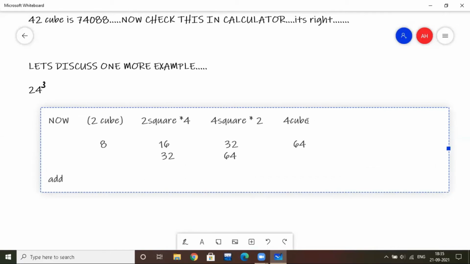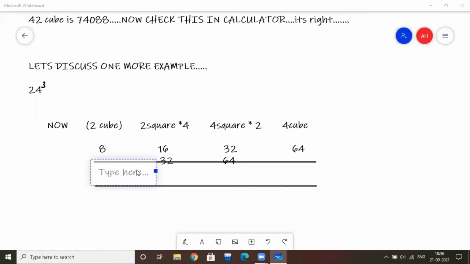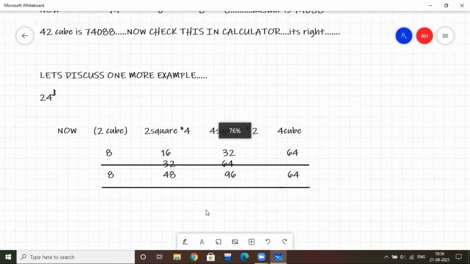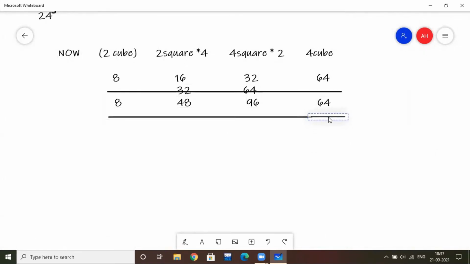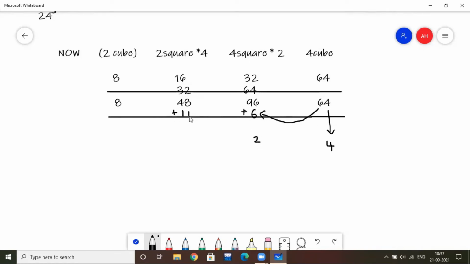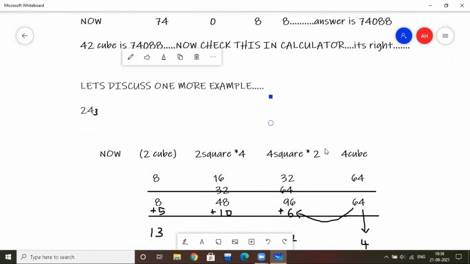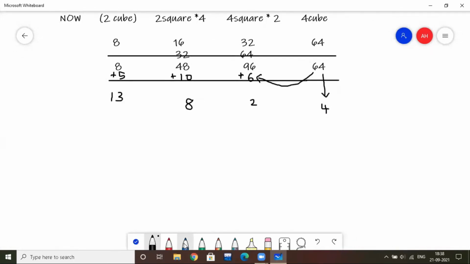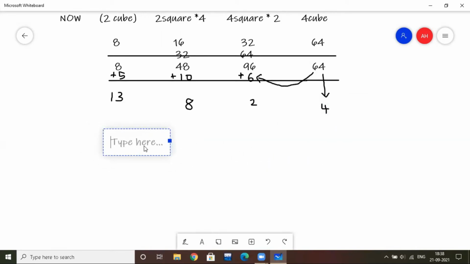And double it, 16 double is 32, 32 double is 64. Okay, now add. 8; 16 plus 32 is 48; 32 plus 64 is 96; and 64 plus 0 is 64. Okay, now below 4, 6 will go to 96 to add. Add it, we'll get 2 and 10. 10 will be added to 48, we'll get 8. And 5 will be added to 8. We got 13824.